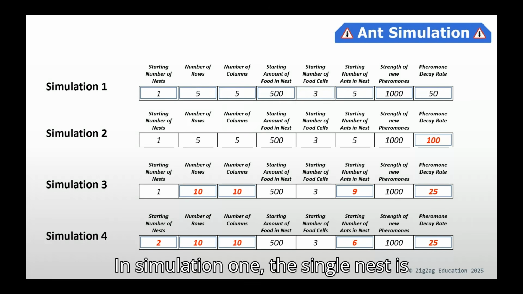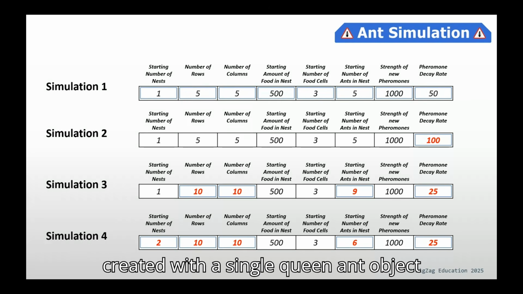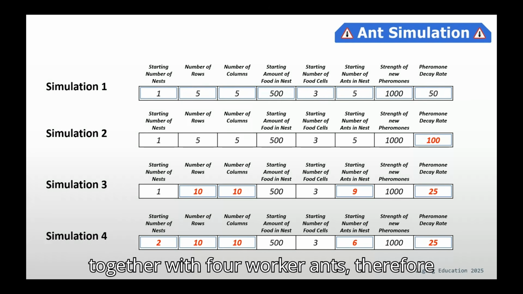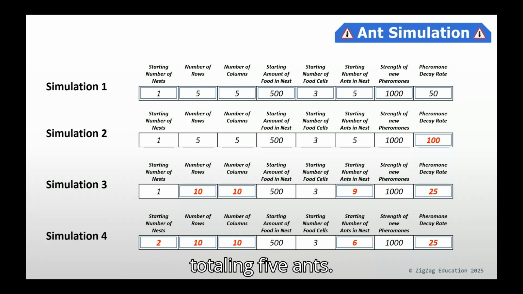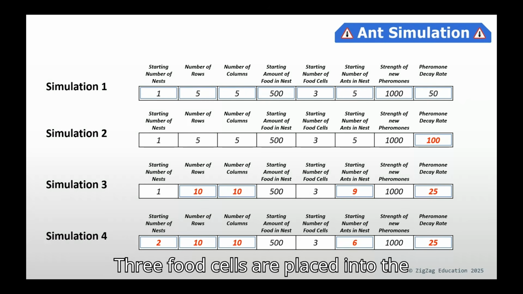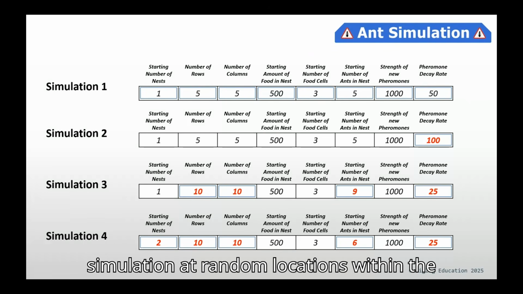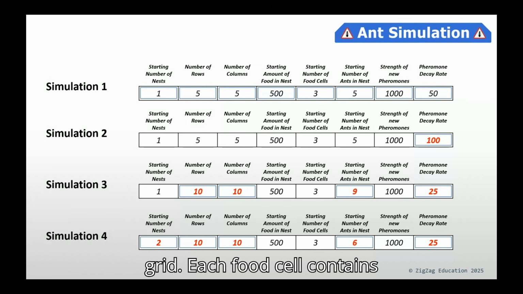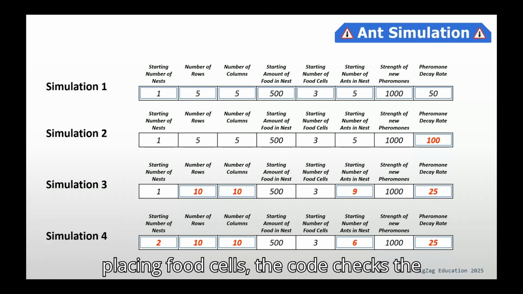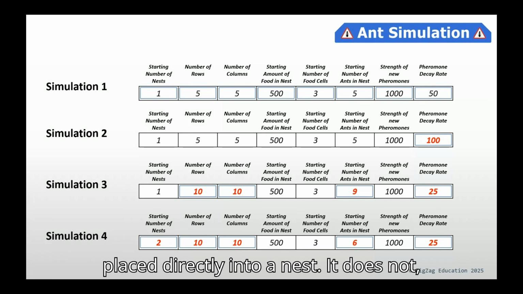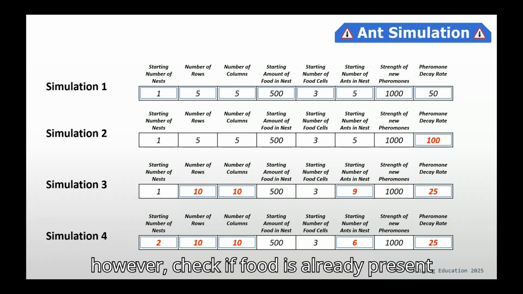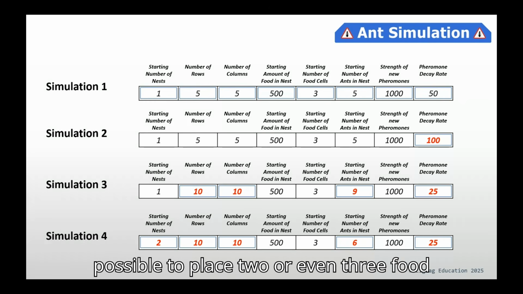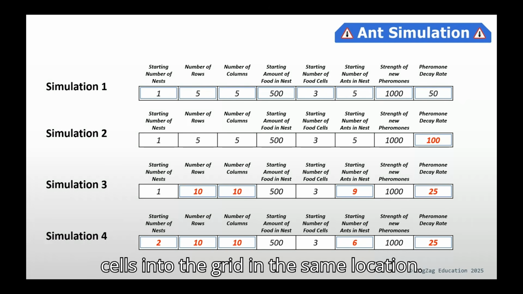In Simulation 1, the single nest is created with a single queen ant object together with 4 worker ants, therefore totaling 5 ants. 3 food cells are placed into the simulation at random locations within the grid. Each food cell contains 500 units of food. When placing food cells, the code checks the nest locations so that food cannot be placed directly into a nest. It does not, however, check if food is already present in a cell. Therefore, it is perfectly possible to place 2 or even 3 food cells into the grid in the same location.